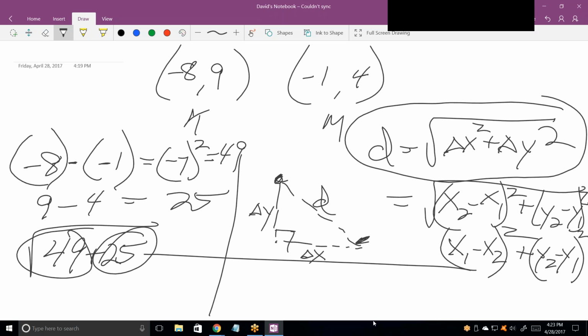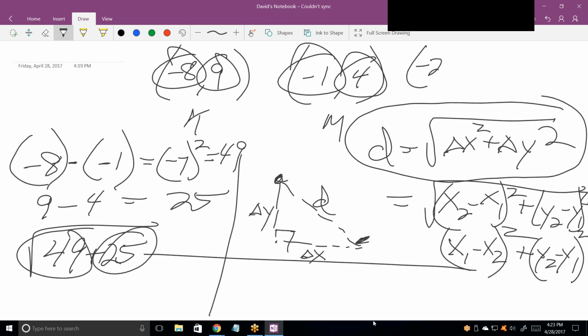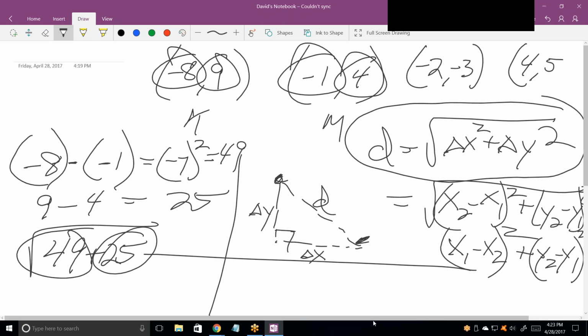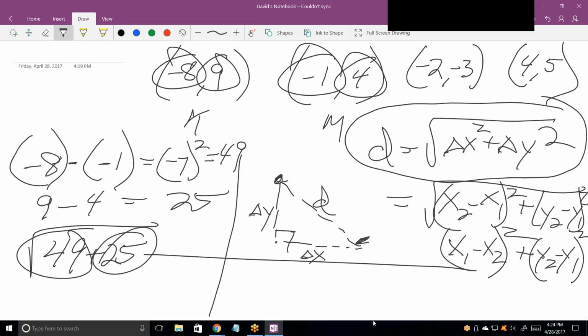So it's easiest going 9 minus 4 and probably minus 8 minus a minus 1. But sometimes it'll be particularly easier. Let's say you had these 2 points. So for this question, the distance is the square root of 74. Correct. And it says give an exact answer, not a decimal approximation, so that's the closest thing.